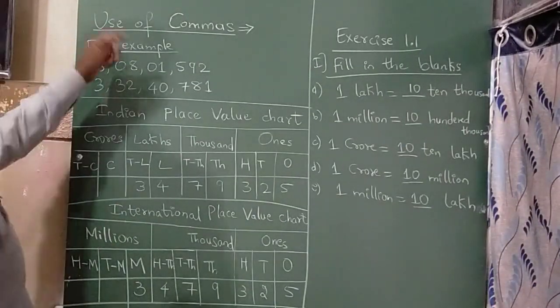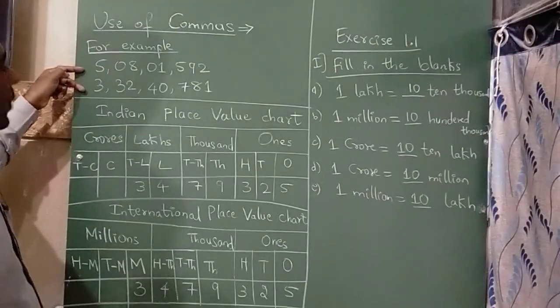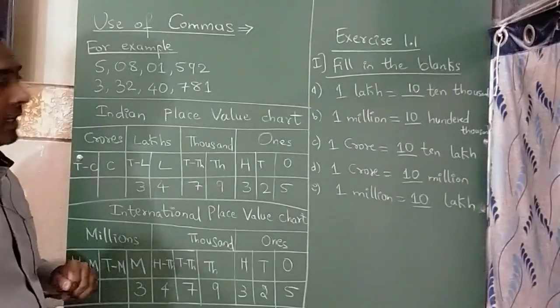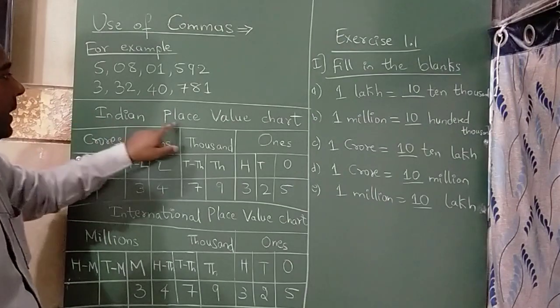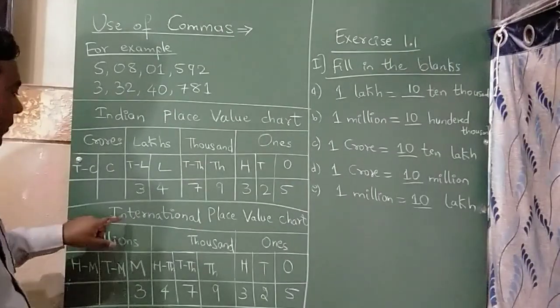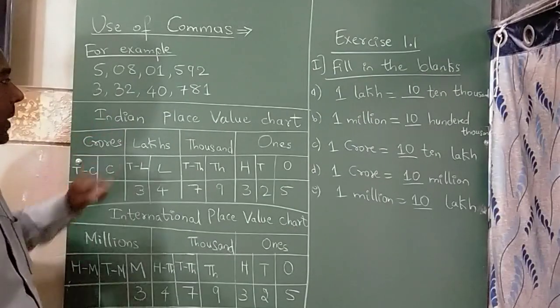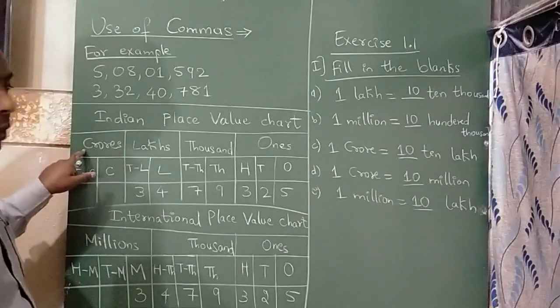Now the next topic is use of commas. For example, I have taken two values here and I have put commas here. But how did I put these? It is based on two charts. One chart tells you about the Indian place value chart, and the next one will tell you about the international place value chart. Here in the Indian place value chart, I have started with the ones, thousands, lakhs, crores.